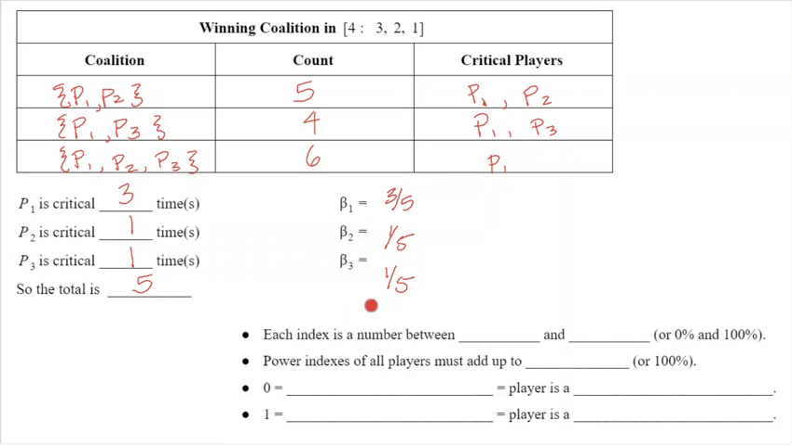So each Banzhaf power index must be between 0 and 1, or between 0% and 100%. All of the power indexes must add up to 1, or to 100%. If someone has power of 0, it means that they have no power, so they are a dummy. If their power is 1, they have all the power, so they are a dictator.